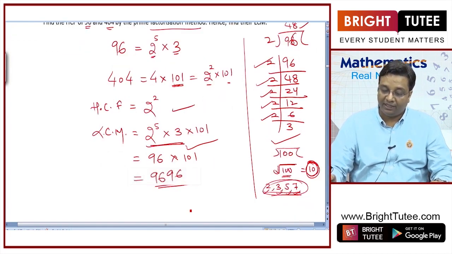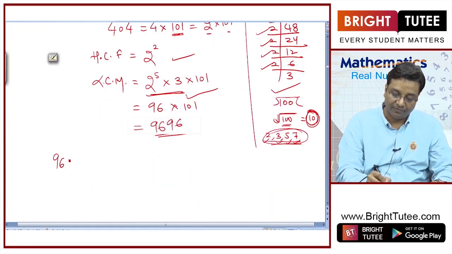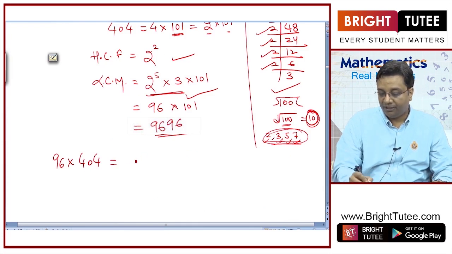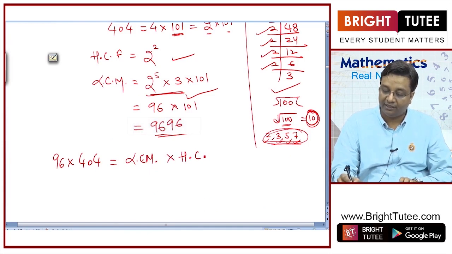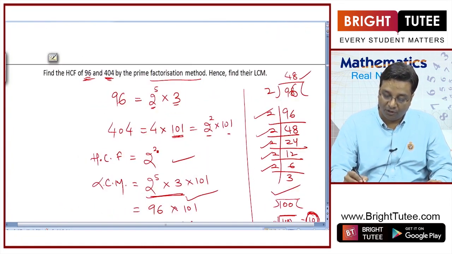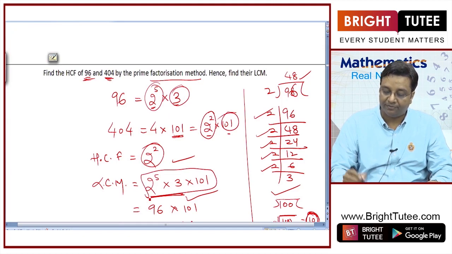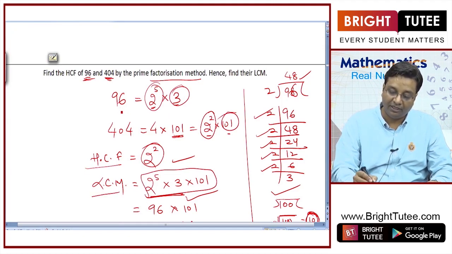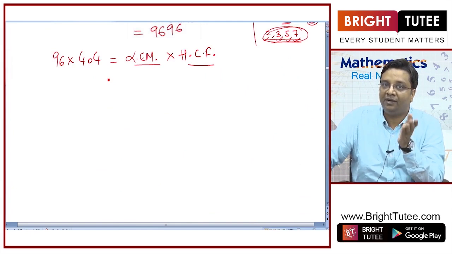Another way to find LCM is that when you multiply the two numbers, 96 into 404, it will be equal to the LCM of both these numbers into their HCF. Why? Because we saw here that the smaller power got selected in HCF and the rest of the factors got selected in the LCM. If you take their product, it will be equivalent to the product of these two numbers. So the product of numbers is equal to the product of their LCM and HCF.